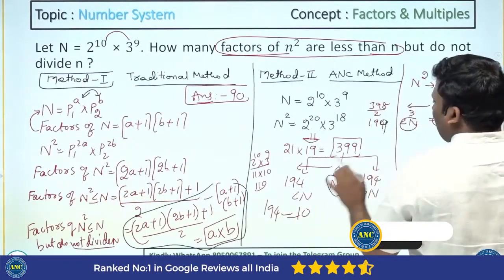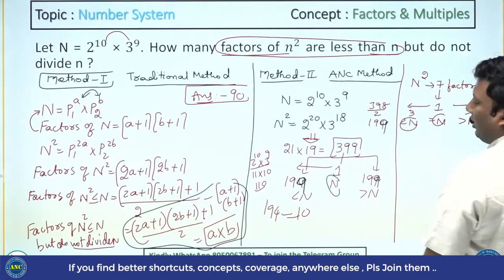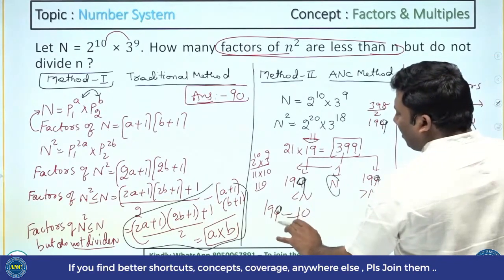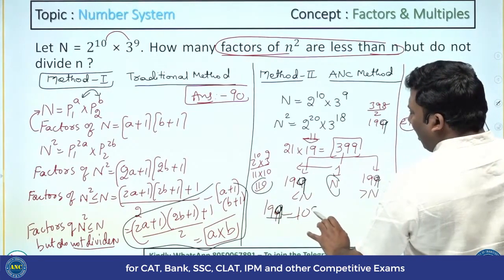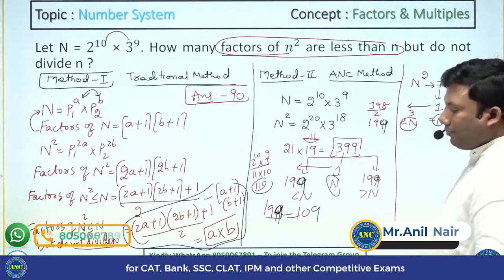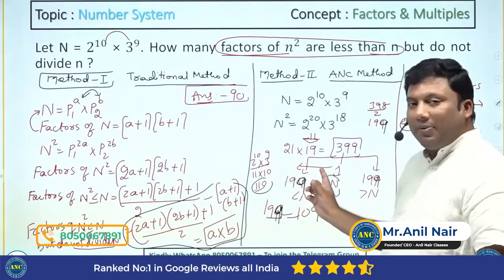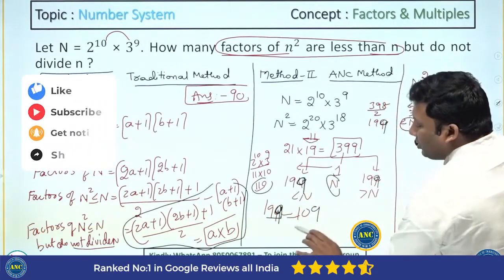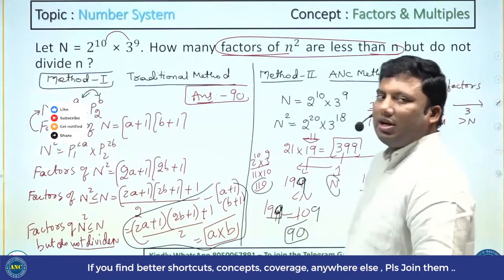398 by 2 is 199. 199 on the left side, 199 on the right side. In that 199, 110 factors are there, so 109 factors will be less than n. One factor will be equivalent to n. So 199 minus 109, direct answer is 90.